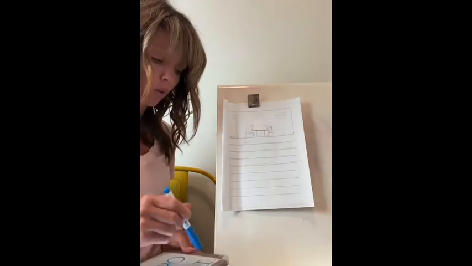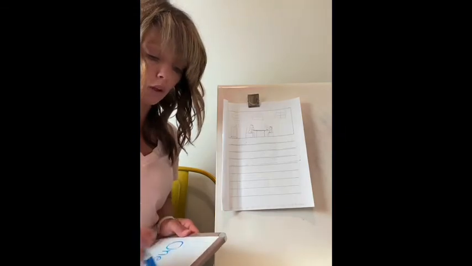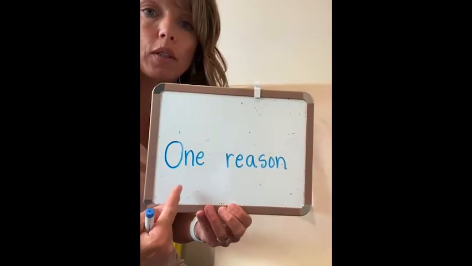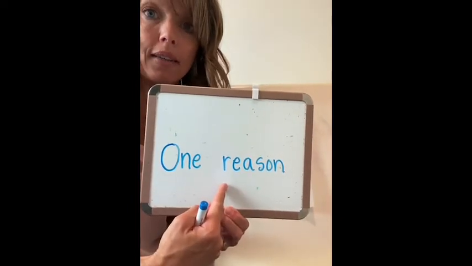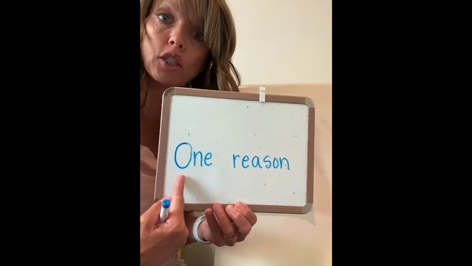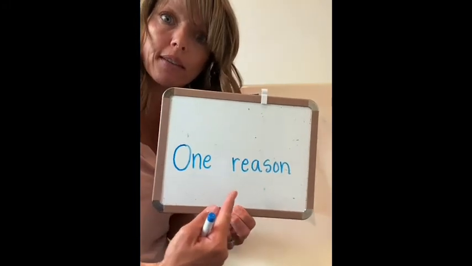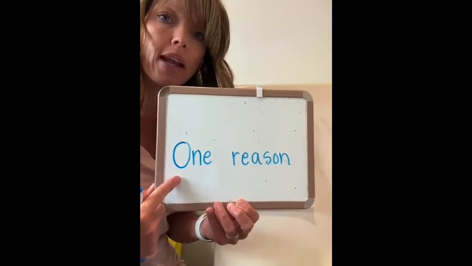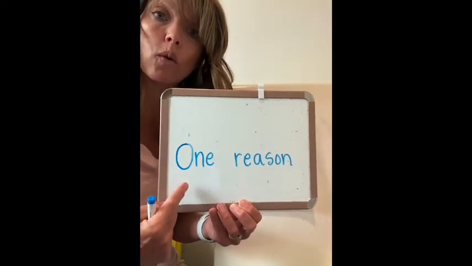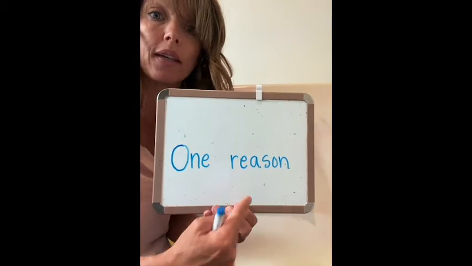And the word one is a number word, okay? And this is the transition words that we're going to be using. One reason. So these are the first two words that we'll be writing on our page, and these are called transition words. One reason. Okay, so I want you to go ahead and write this in your book, and I'm going to write it in ours, okay? So we're starting out with one reason.